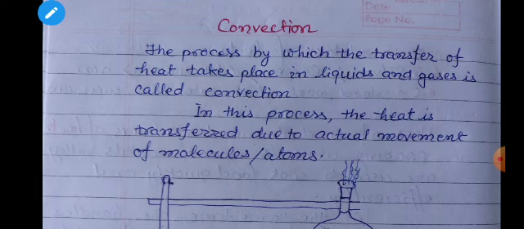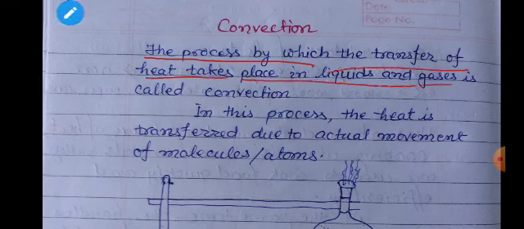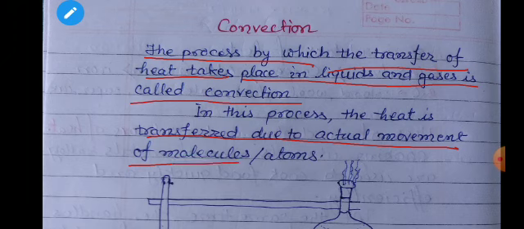So, convection is the process by which the transfer of heat takes place in liquids and gases. In this process, students, the heat is transferred due to the actual movement of molecules or atoms from one place to another place. How does it happen?